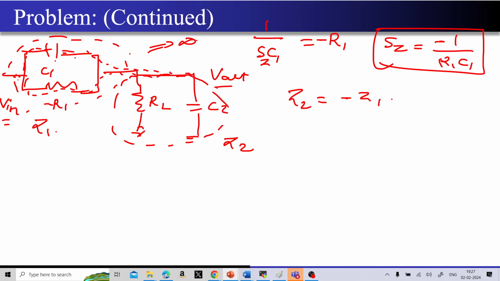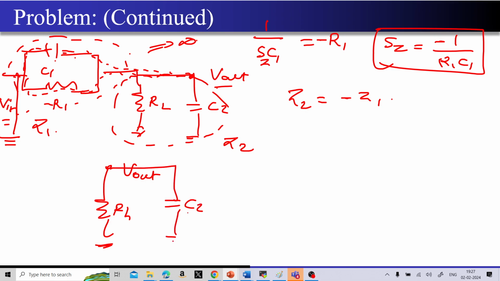Just short the input, and whatever impedance you will get at the V out, from there on you will get the pole. So now if you short it, what you will get is, you have RL, correct? Then you have a C2. Again the C1 that was going here, it will come in parallel because I have shorted the input, and you have R1 that is present.